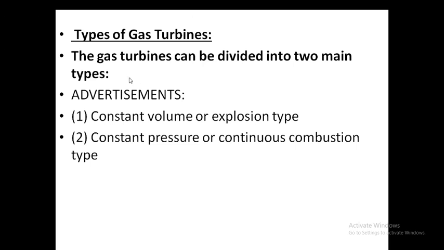Then these are the types of gas turbine. Normally the gas turbine can be divided into two main types. First one is the constant volume or explosion type gas turbine. Another one is the constant pressure or continuous combustion gas turbine.